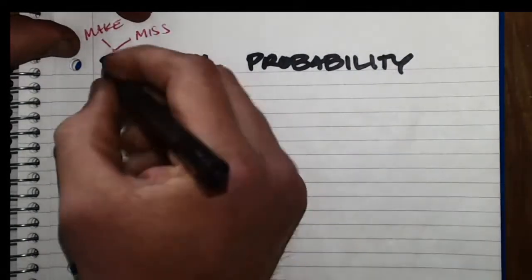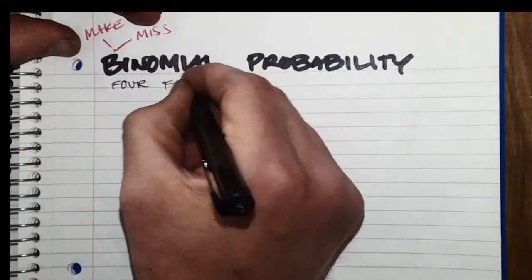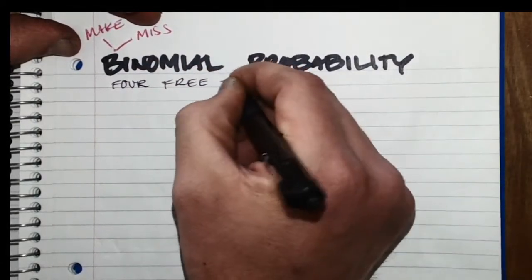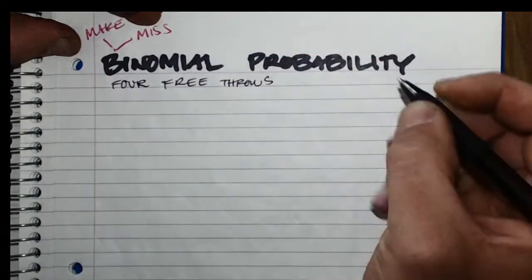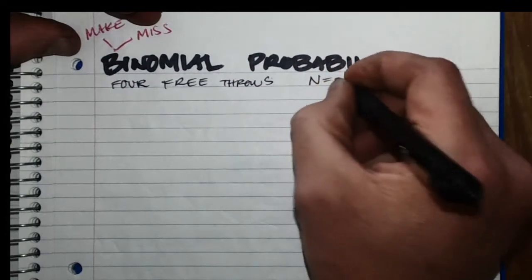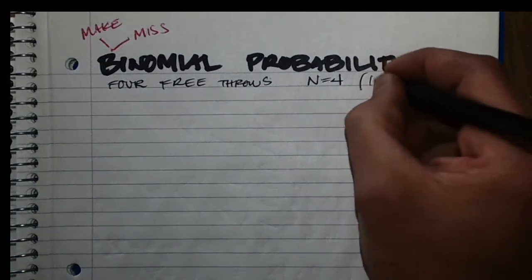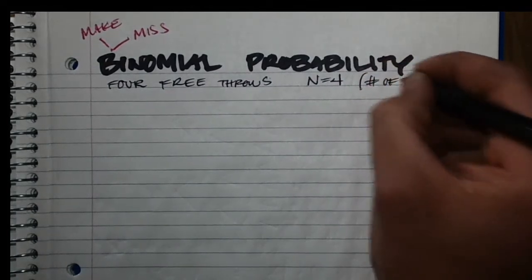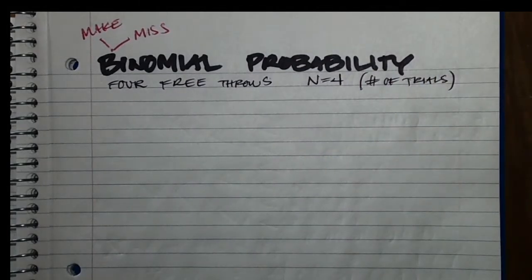And the scenario, we have 4 free throw shots, which means n is 4. In the formula that we're going to kind of stumble into, n is the number of trials. So Antonio had 4 shots, which in probability is 4 trials, how many times we repeat the experiment.